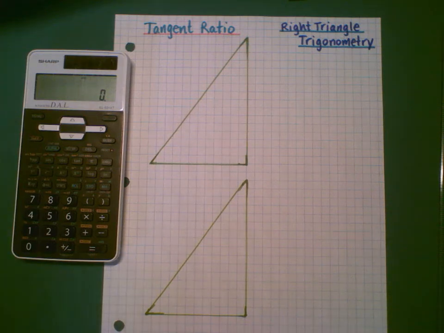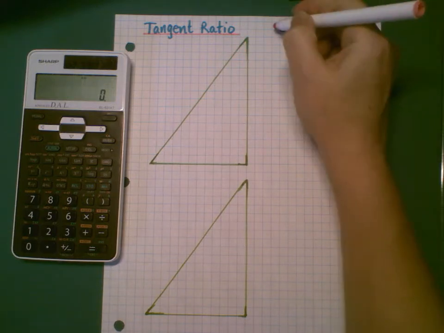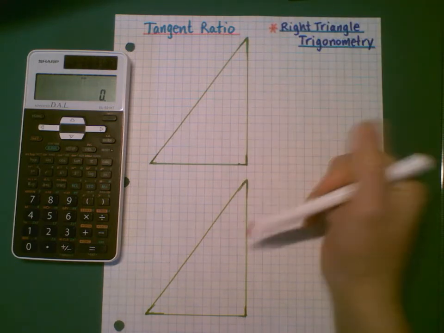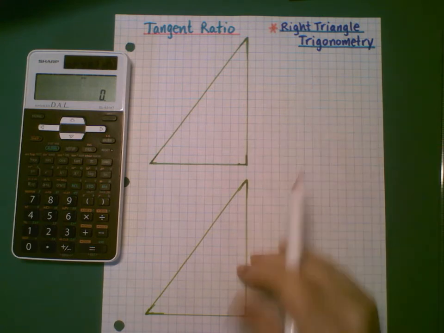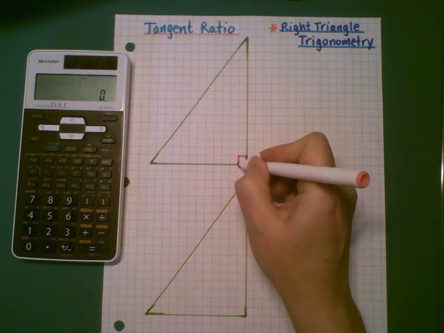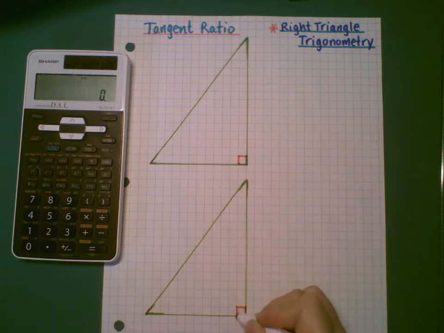In this video, we're going to be talking about the tangent ratio, which is one of the primary trigonometric ratios that applies in right triangles. So on my page here, I've drawn two right triangles, the same dimensions. I'm going to indicate the right angle in here.